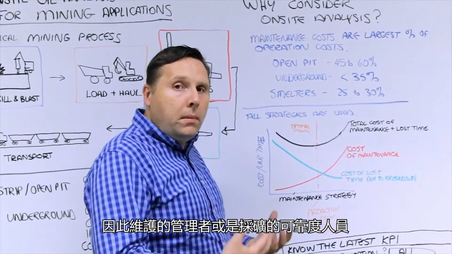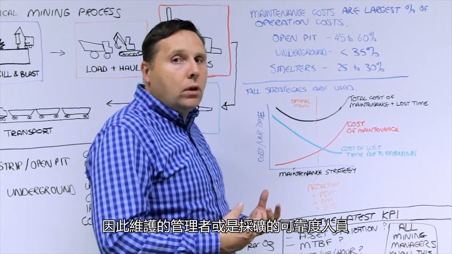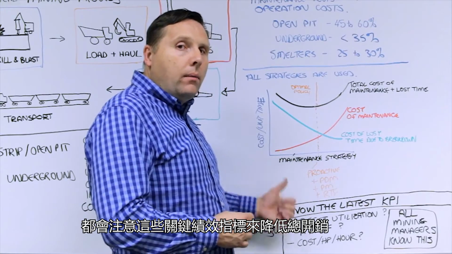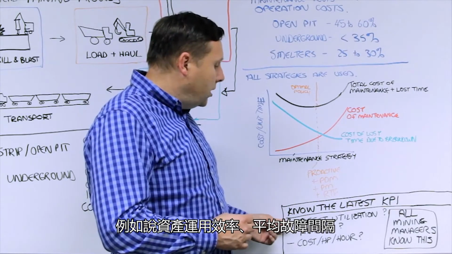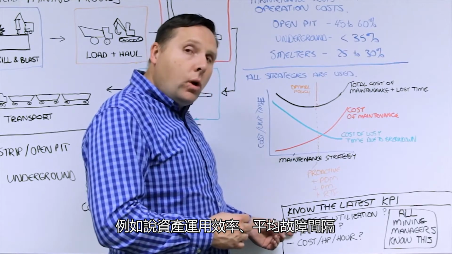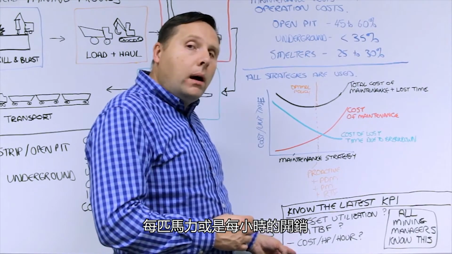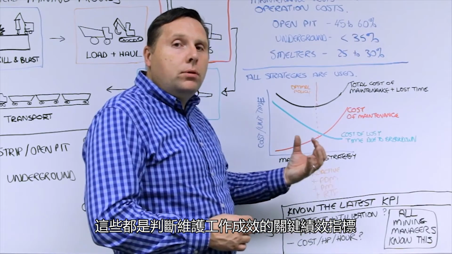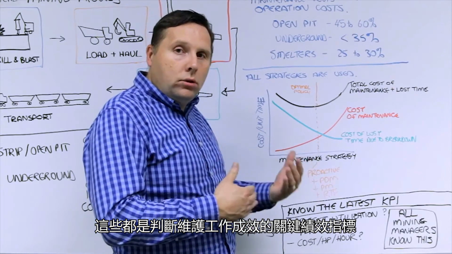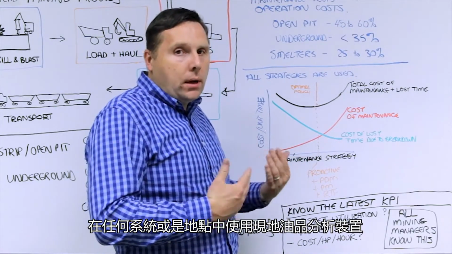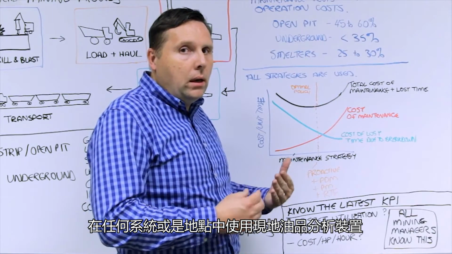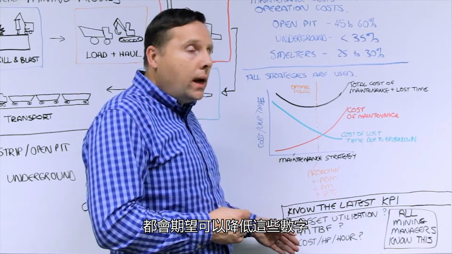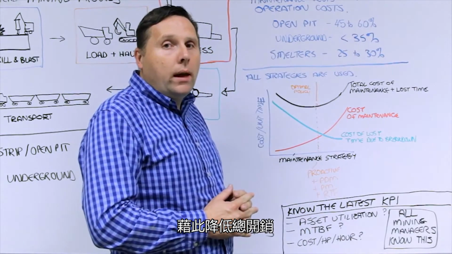So almost all of your maintenance managers and mining reliability professionals will be worried about their KPIs that will aid them to get their overall costs down. So things like asset utilization, mean time between failures, the cost per horsepower per hour, these are all critical KPIs that they use to assess how they're doing in terms of maintenance. Anytime you put an on-site oil analysis program into the facility or into the location, you have a way of affecting these by driving these numbers down so that you can actually improve your oil extraction cost.